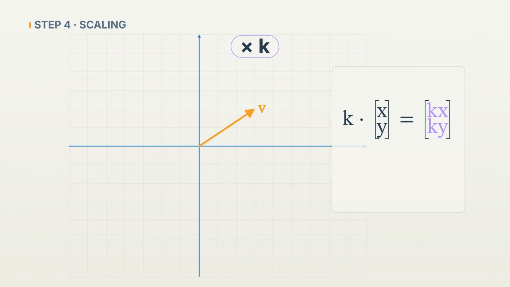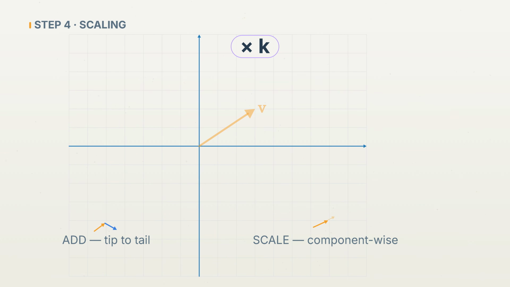See the pattern? Scaling a vector scales every component. No exceptions, that's the whole rule. So now you own both moves. Add tip to tail, scale component by component, 2 moves. That's the entire game. Let's take stock.